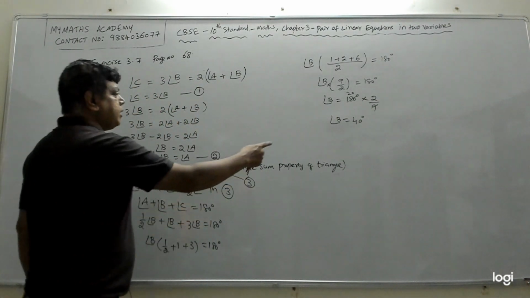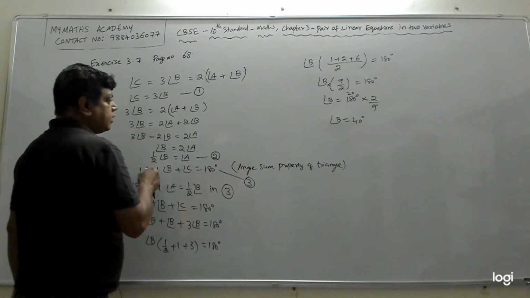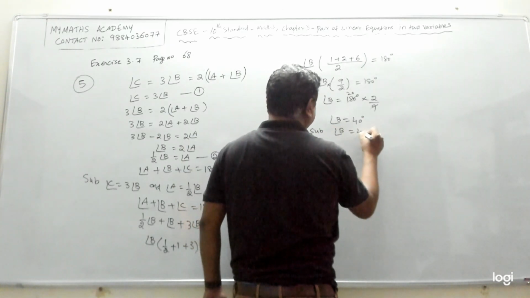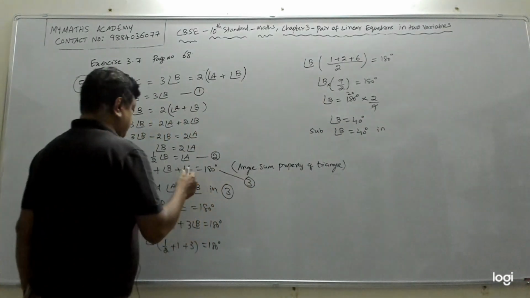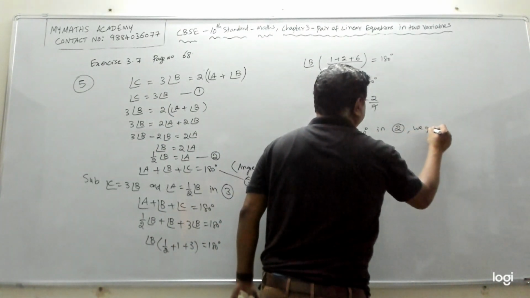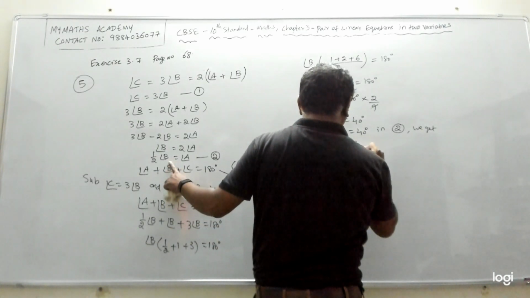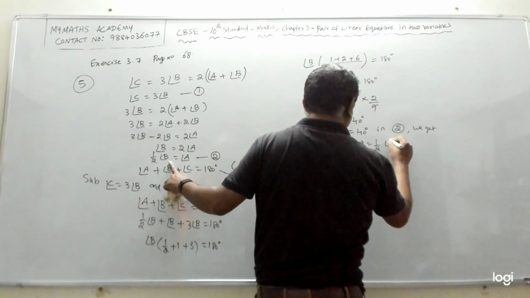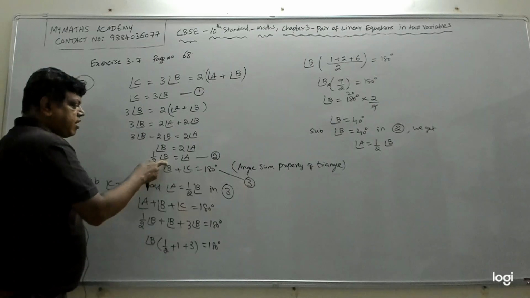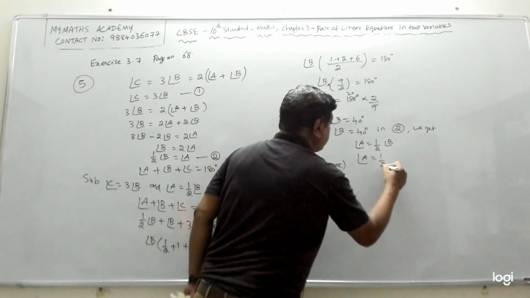Now once we find angle B, we can always find angle A and angle C. Now what is angle A? Substituting angle B equal to 40 degrees in the second equation, what do we get? Angle A is 1 by 2 of angle B. I can write like this, A equal to 1 by 2 of angle B. So angle A equal to 1 by 2 of, what is angle B?